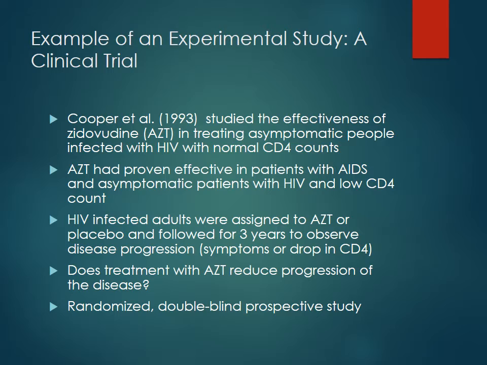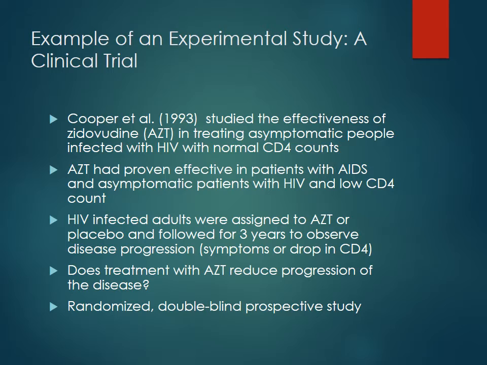Essentially they're treating asymptomatic patients with HIV with normal CD4 counts. Right, so these are asymptomatic patients that have the virus, but they still have a normal CD4 count, so they're not very well progressed in their disease state yet. We know that AZT had proven effectiveness in patients with AIDS and in asymptomatic patients with HIV with low CD4 cell counts. So the thing they wanted to look at here is to see if by giving zidovudine to patients who had regular counts of CD4, you could prevent disease progression. So the final question was, does treatment with AZT reduce the progression of the disease?